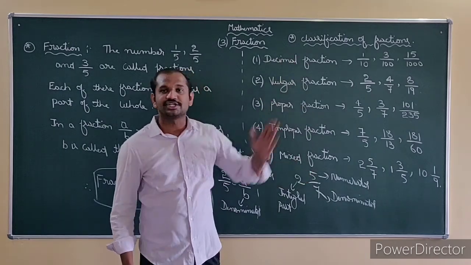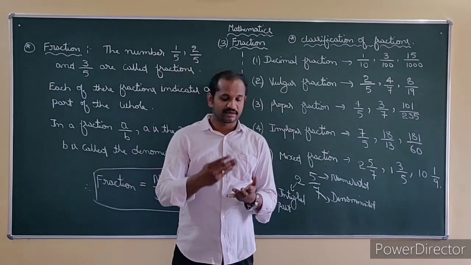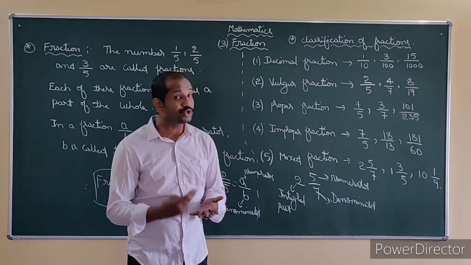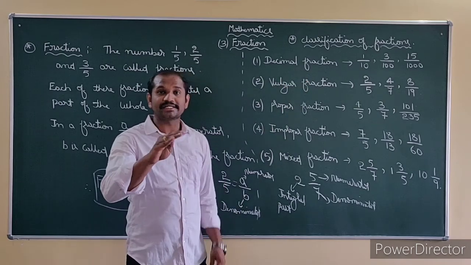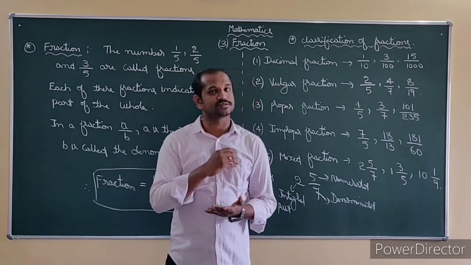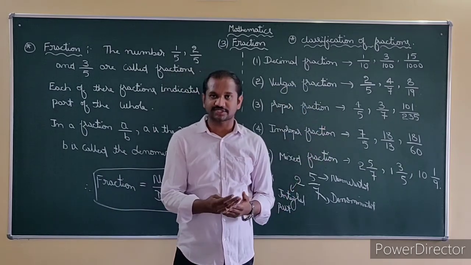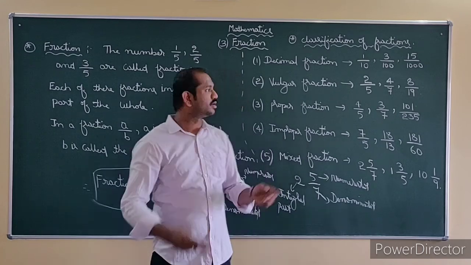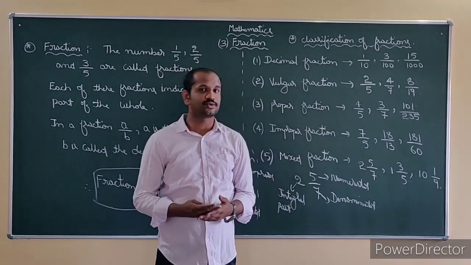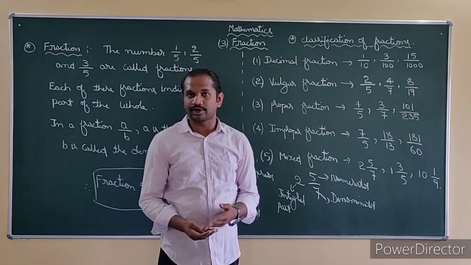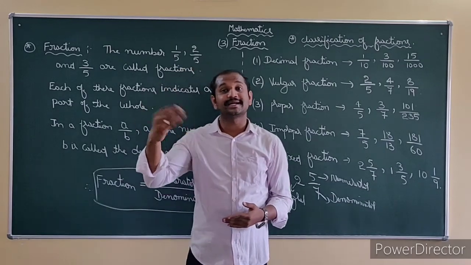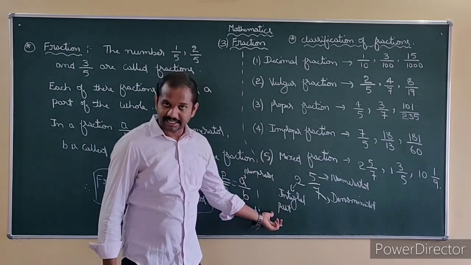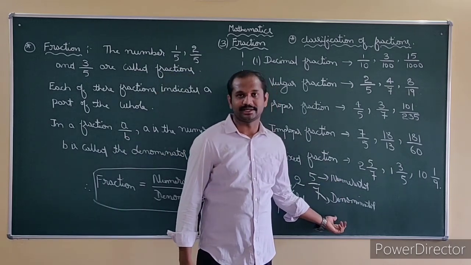So these are the classification of fractions: decimal fraction, vulgar fraction, proper fraction, improper fraction, and mixed fraction. Decimal fraction means denominators will always be 10, 100 and 1000. Vulgar fraction means denominators other than 10, 100, 1000. In a proper fraction the numerator is lesser than the denominator. Improper means the numerator is greater than the denominator. A mixed fraction will have three parts: the integral part or integer part, the numerator and the denominator. Understand?